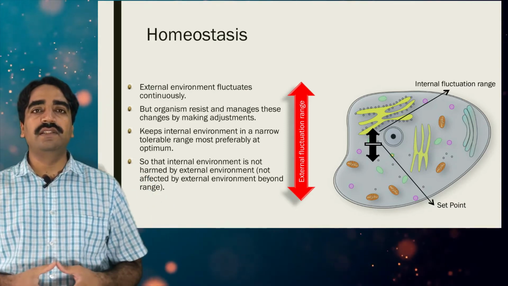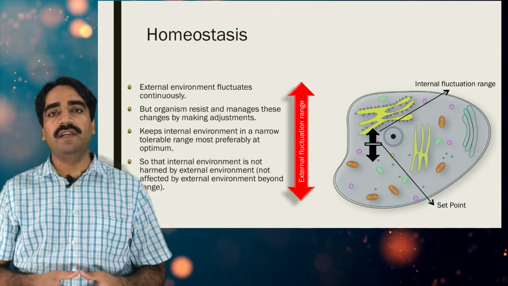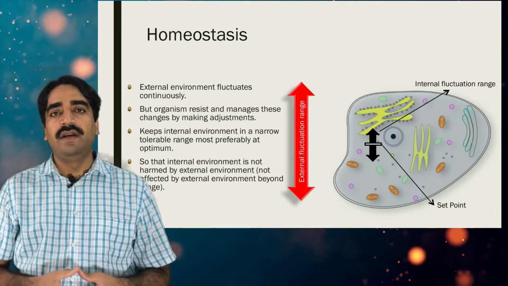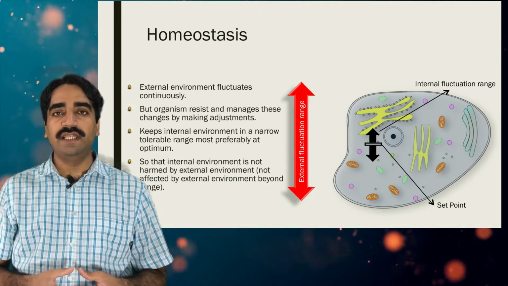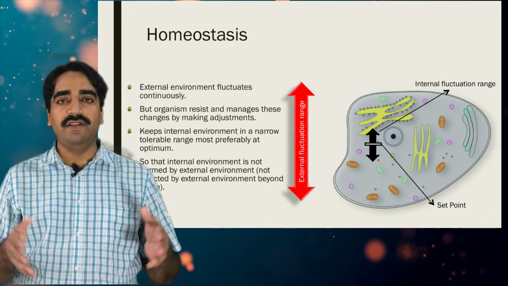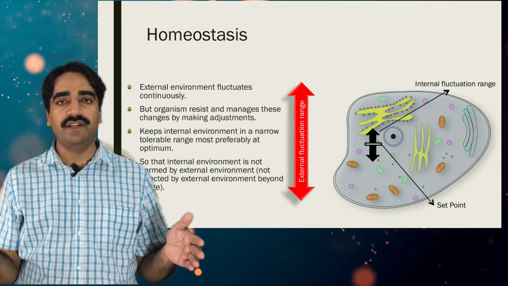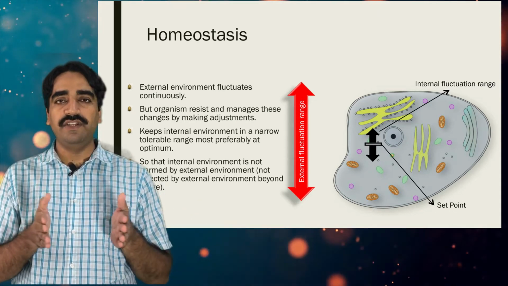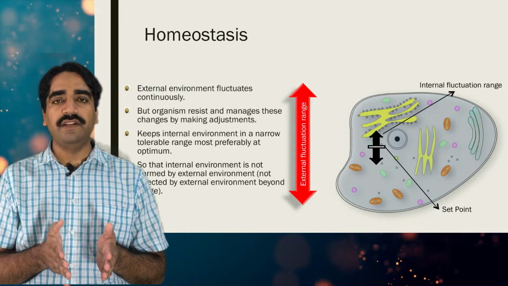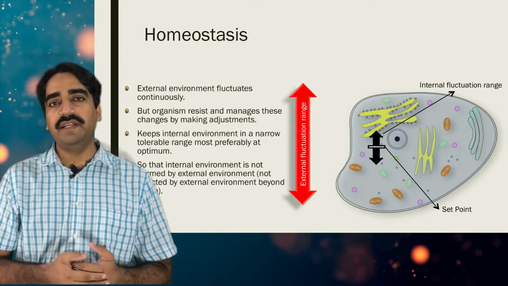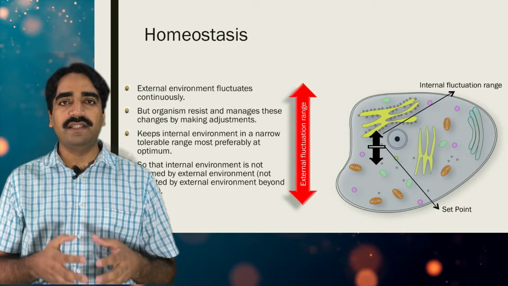Homeostasis may work at cell level, or it may work at organism level, or at both levels. Now let's take an example of cell level homeostasis. There is a wide range fluctuation in the external environment, and there is narrow range fluctuation in the internal environment, but the organism maintains a specific set point. Let's take an example of this.